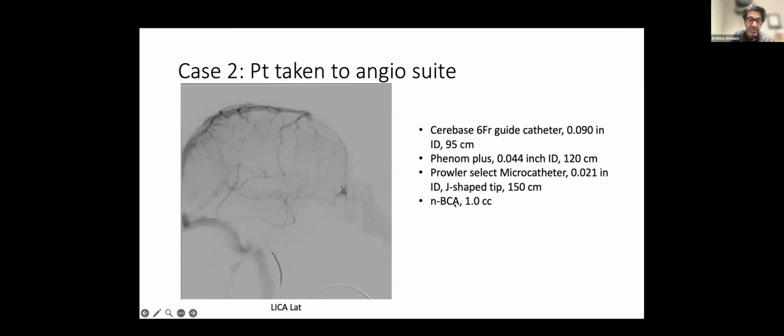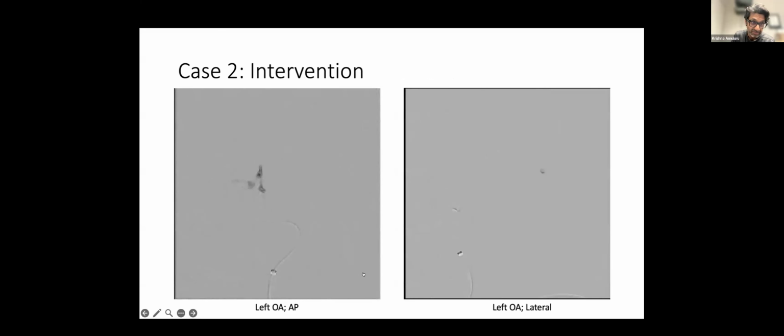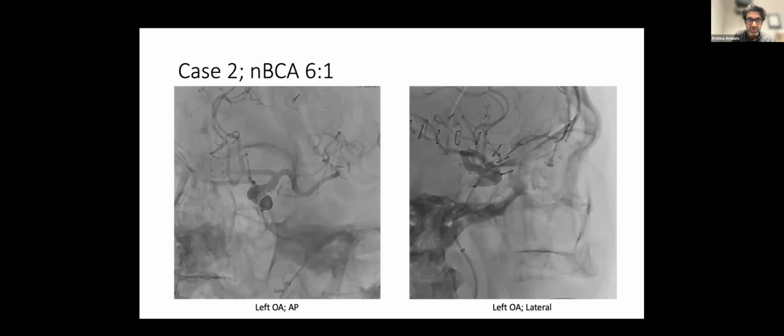We were finally able to use a triaxial system with a J-shaped Prowler, and was able to finally get into that ophthalmic artery. Here's the ophthalmic artery run. You can see that there's still fistula and venous outflow at this level. At this point, we decided to proceed with glue. I don't have a picture of the glue shot, but we used a much more diluted concentration of 6:1. And you can actually see the glue cast here at the level of the fistula.